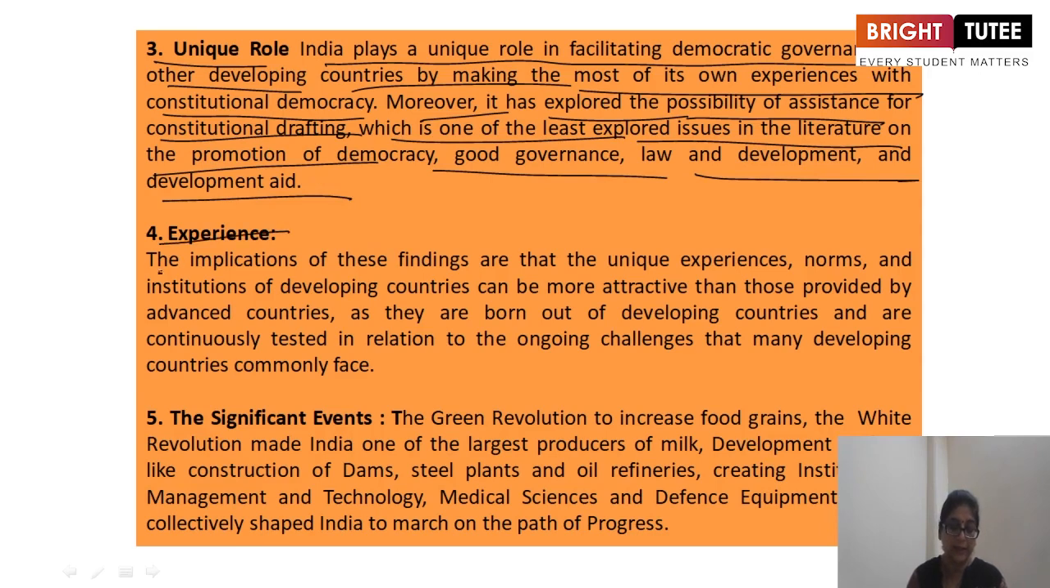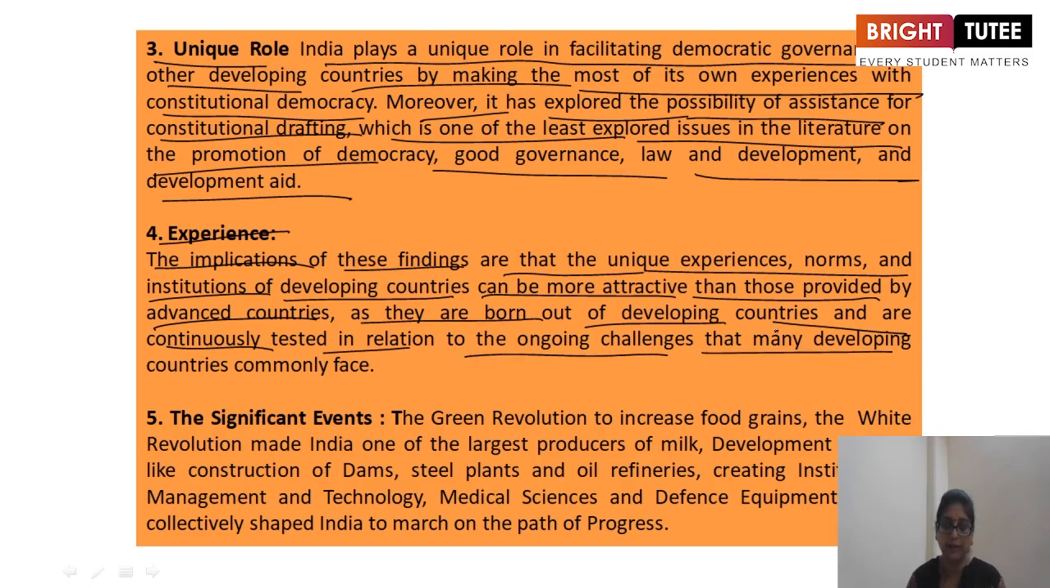Then the implications of these findings are that the unique experiences, norms, and institutions of developing countries can be more attractive than those provided by advanced countries, as they are born out of developing countries and are continuously tested in relation to the ongoing challenges that many developing countries commonly face.